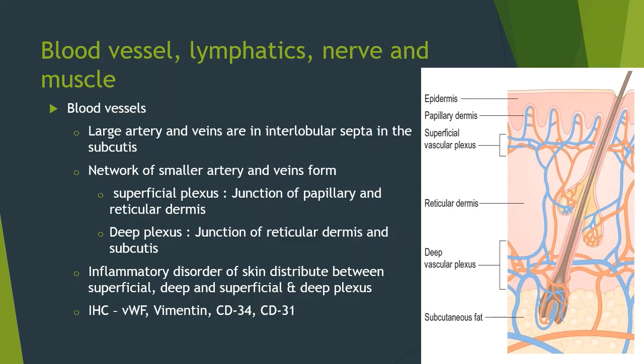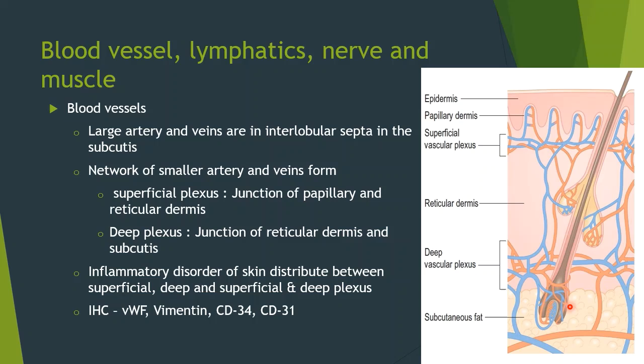Coming to the blood vessels, lymphatics, nerves and muscle of the dermis. In the blood vessels, the large arteries or veins are situated around the interlobular septa in the subcutis. And the network of smaller arteries or veins forms the superficial plexus and deep plexus. The superficial plexus is present at the junction of the papillary and reticular dermis, and the deep plexus is present at the junction of the reticular dermis and subcutis. Inflammatory disorders involving these vasculatures can involve the superficial or deep vascular plexus, or may involve both.